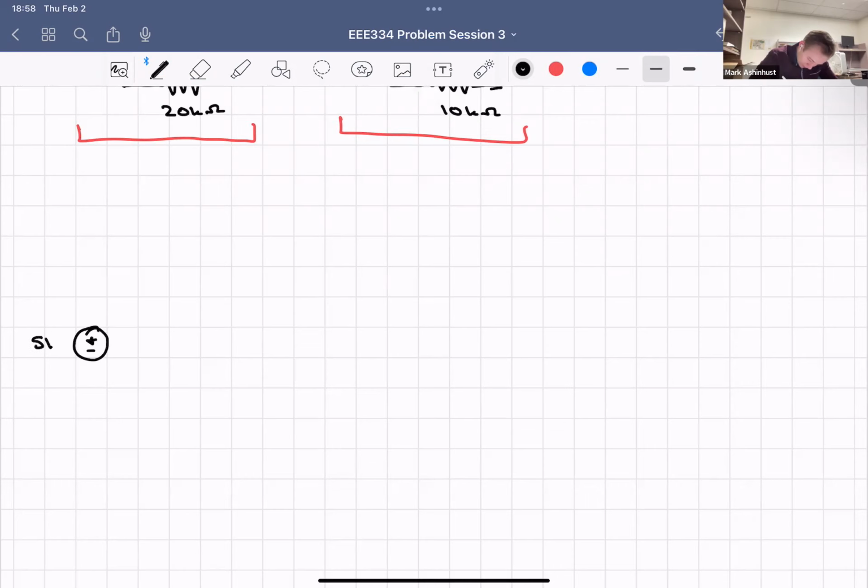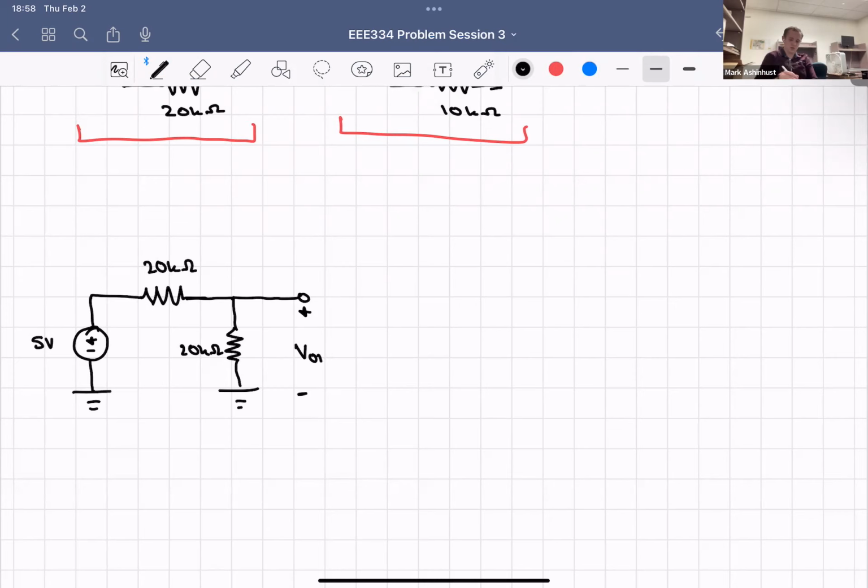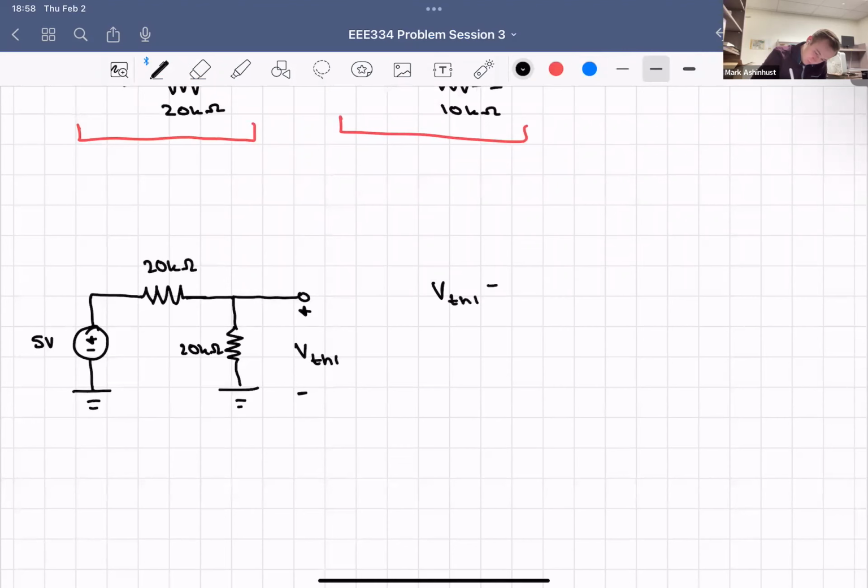So we have a plus minus, we have our 5 volts. This goes to ground. We have that top 20K ohm resistor, and then we have that bottom 20 kilo ohm resistor, which becomes our load here, and then we have our VL1. We'll do VTH1 because we're going to have to do this on both sides. So our VTH1 is 5 volts, and then we have 20K over 40K, which is 2.5 volts.